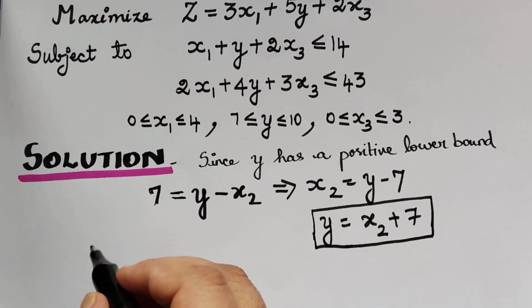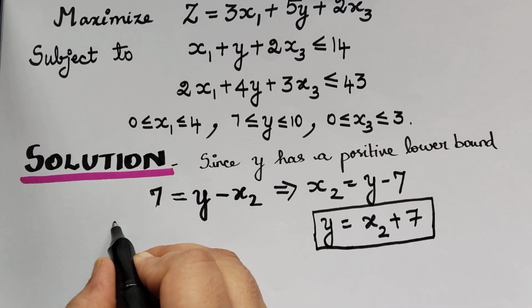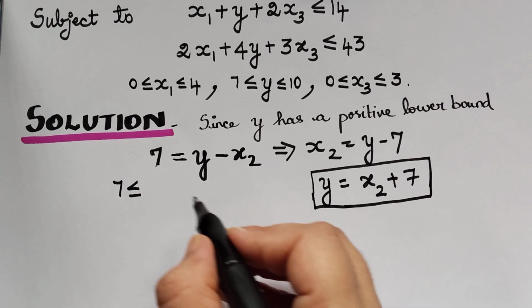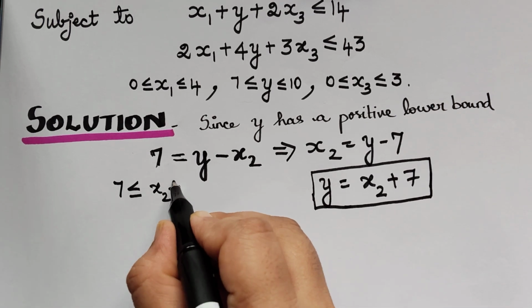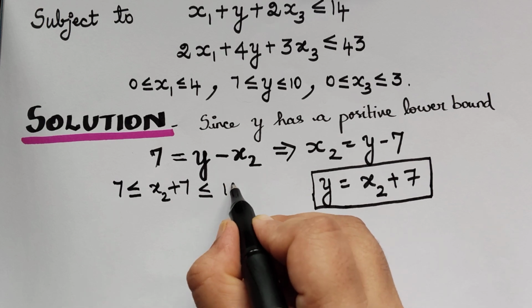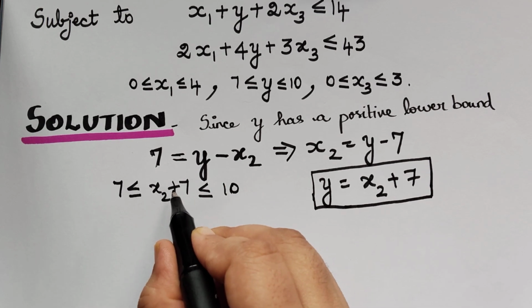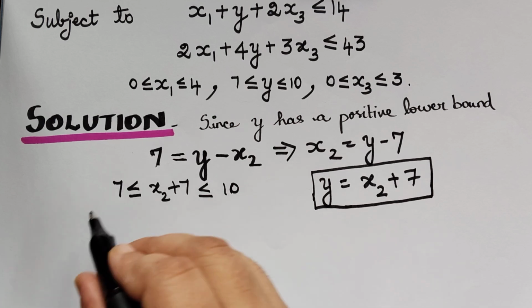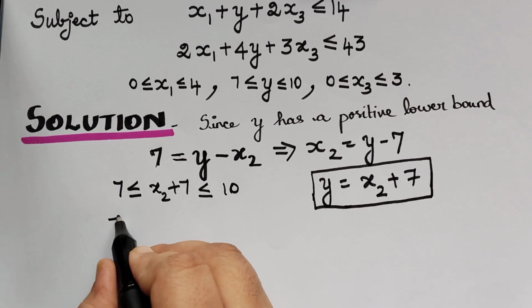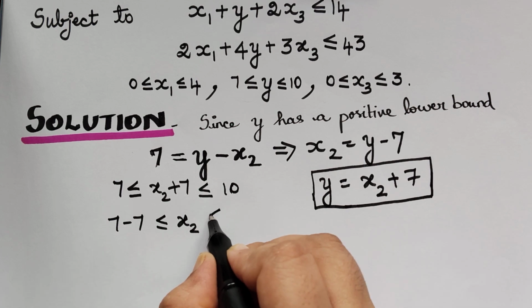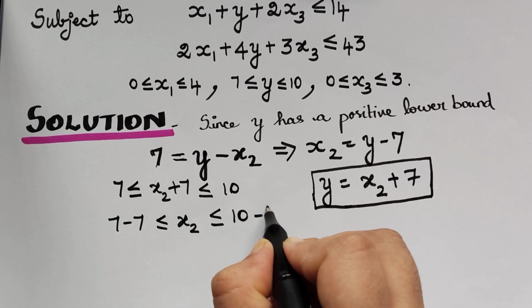So when you substitute this, what do you get over here? 7 will be less than or equal to x2 + 7, since the substitution is x2 + 7, and that is less than or equal to 10. Now since we have this plus 7 over here, when we distribute it to all sides of the inequality, 7 - 7 will be less than or equal to x2, less than or equal to 10 - 7.